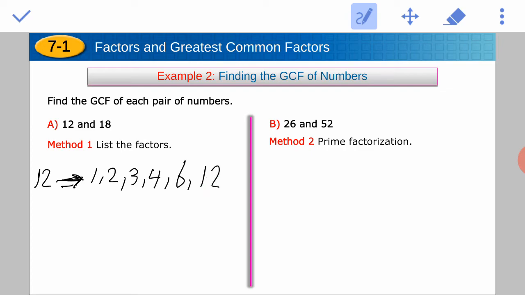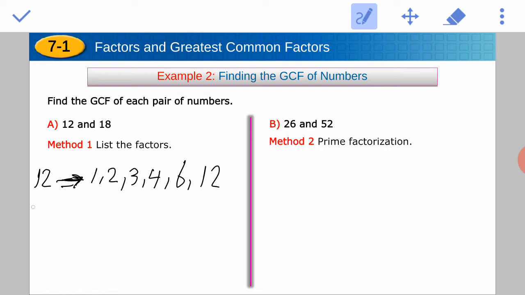Yeah, you can even check these factors. 1 times 12 gives us 12. 2 times 6, 3 times 4. All these pairs of factors give us a product of 12. So this is the list of factors of 12.